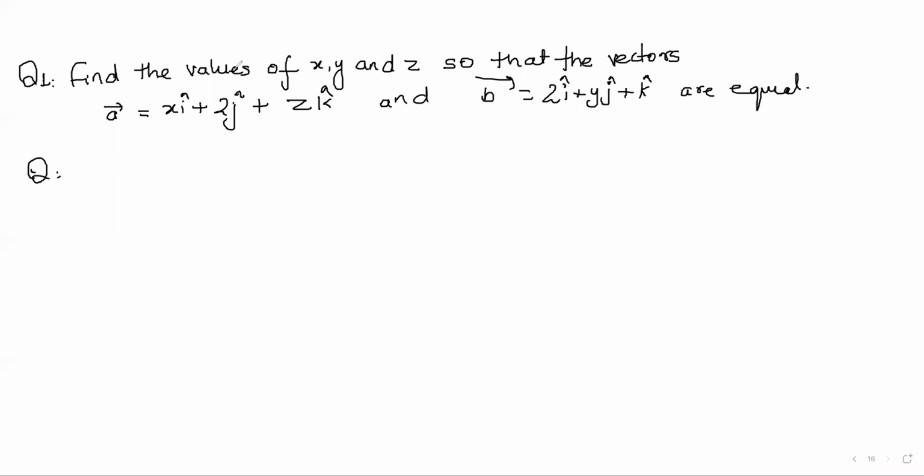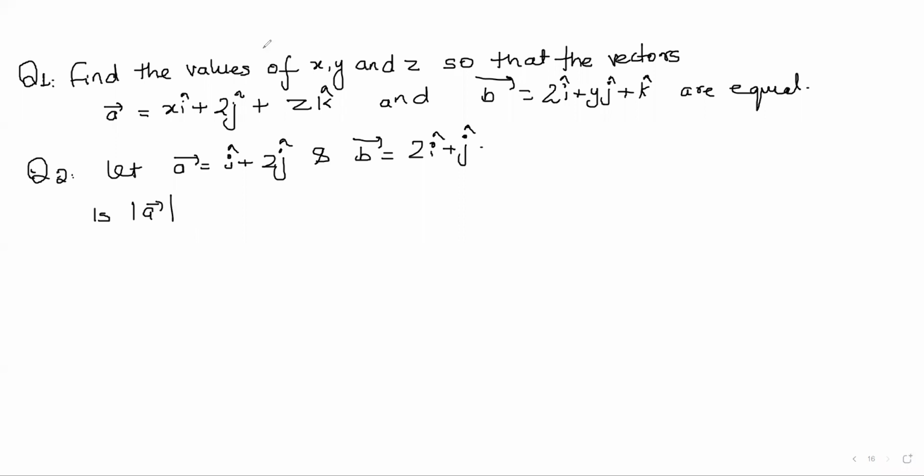All of you, please send me the answer in the chat box. Sir, can you read out vector B in the first question? Okay, it is 2i cap plus yj cap plus k cap.